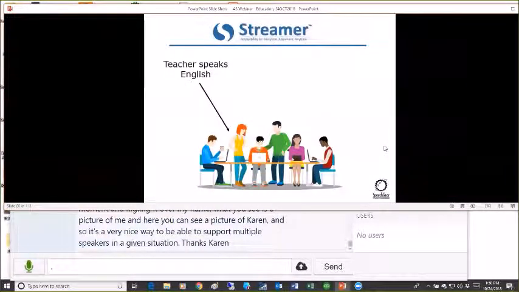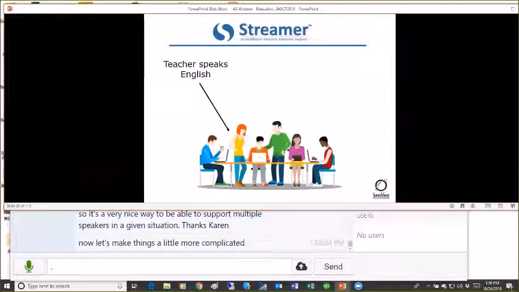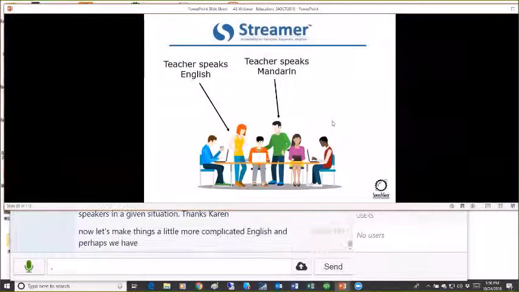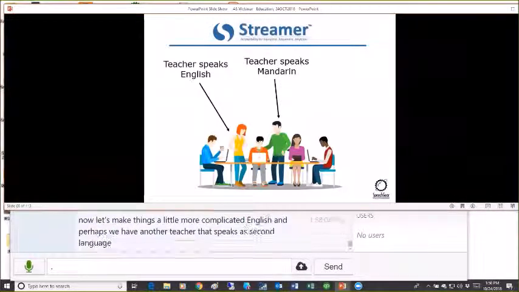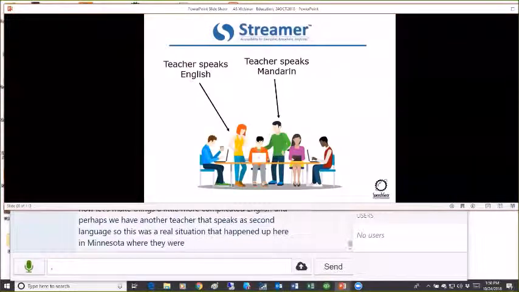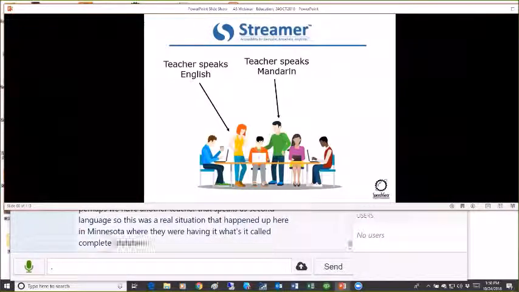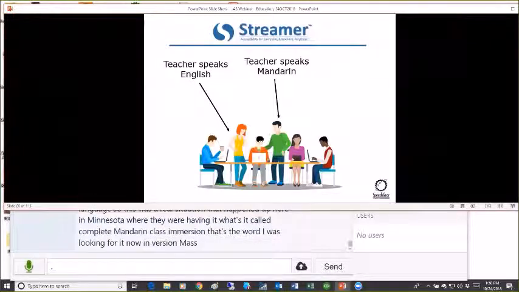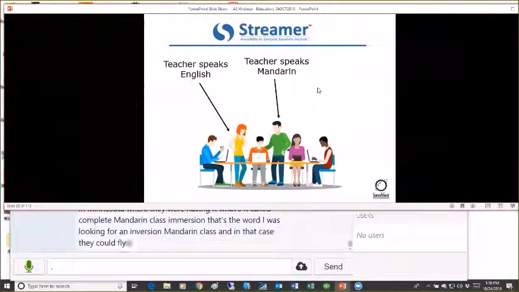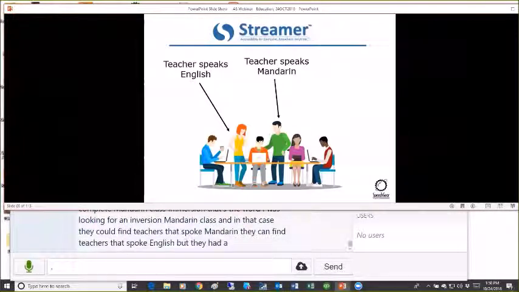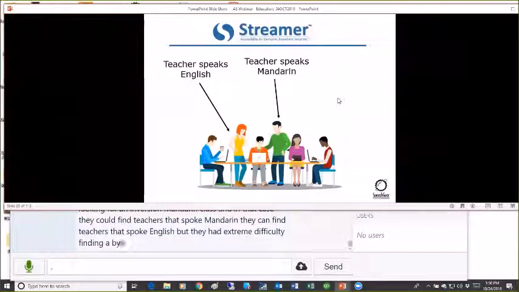Now let's make things a little more complicated. Let's say you have a situation where one teacher speaks English, and perhaps we have another teacher that speaks his second language. This was a real situation that happened up here in Minnesota, where they were having an immersion Mandarin class. In that case, they could find teachers that spoke Mandarin, they could find teachers that spoke English, but they had extreme difficulty finding a bilingual Mandarin teacher.